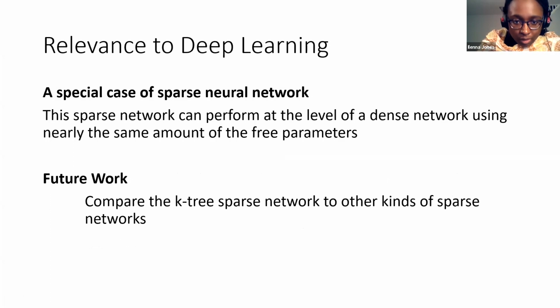This is a special case of sparse neural network. This sparse network can perform at the level of a dense network using nearly the same amount of free parameters. And future work would be to compare K-tree sparse network to other kinds of sparse networks, such as that in the lottery ticket hypothesis paper.